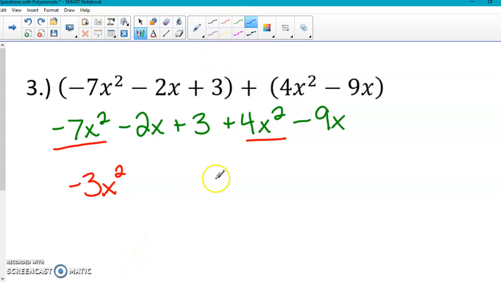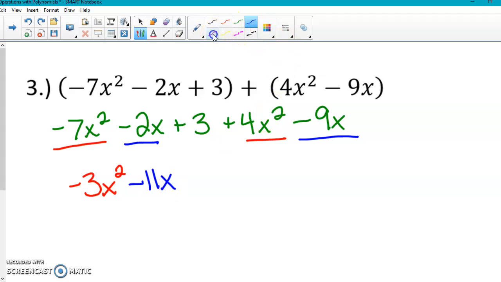Okay, move to the next term next to it. So we have an x. It went from x squared to a plain x to the first. So I have a negative 2x and a negative 9x. So if I combine negative 2 minus 9, negative 2 minus 9 gets me a negative 11x.